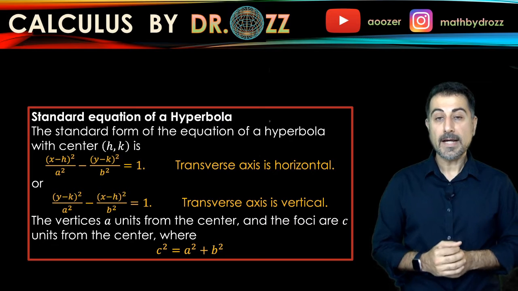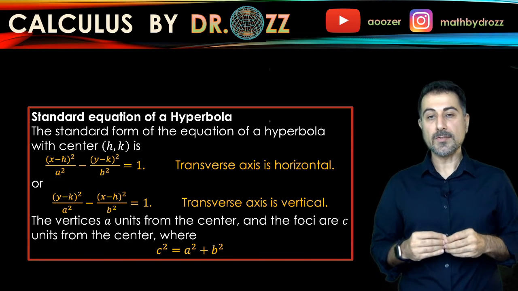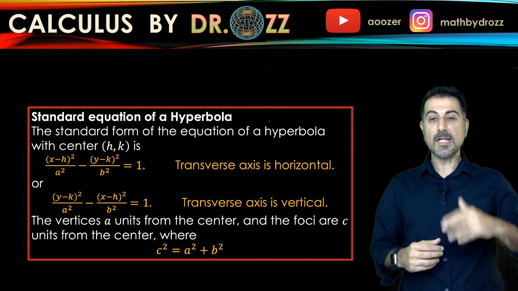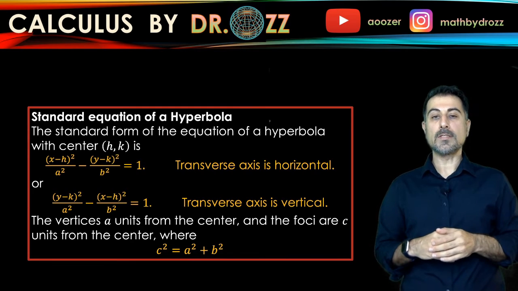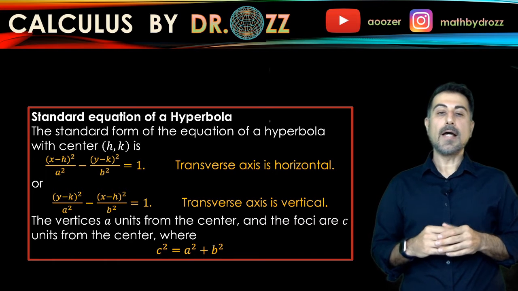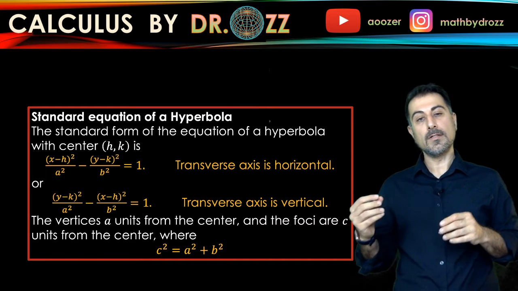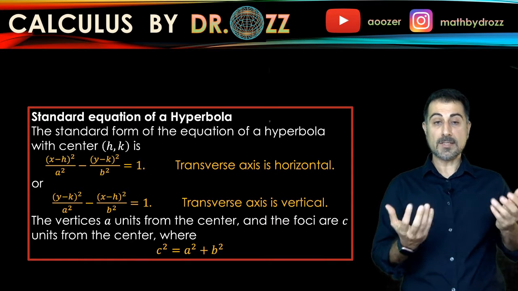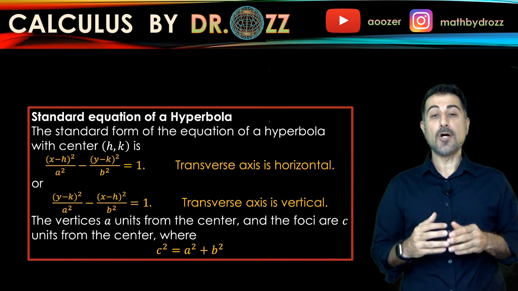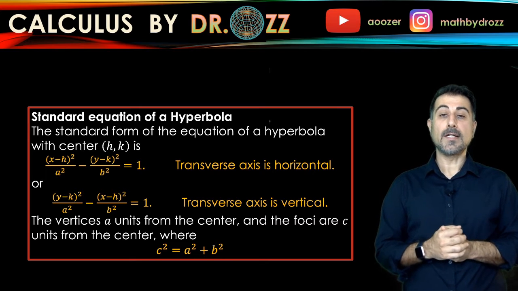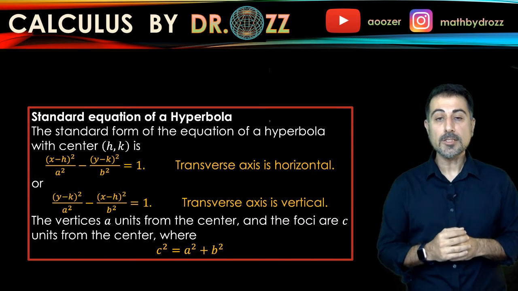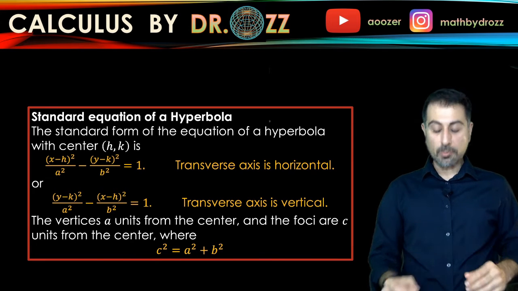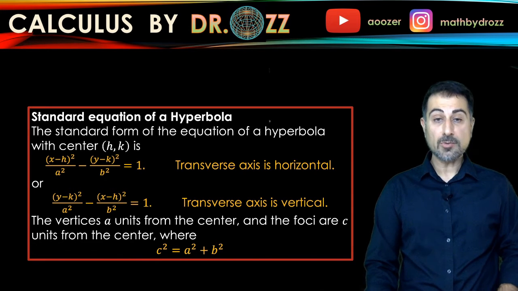A here, in fact, has a special meaning that tells you the distance from the vertices to the center. And there's c, which is not directly involved in the equations of the hyperbola, but c tells you how far each focus is from the center of the hyperbola. And there's a relationship between a, b, and c. So c squared equals a squared plus b squared.